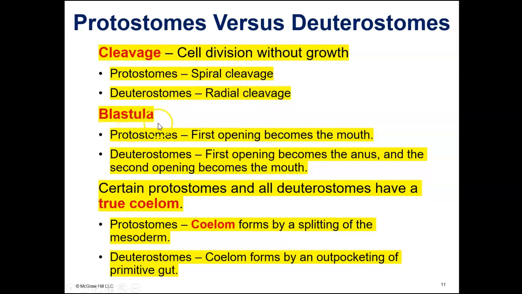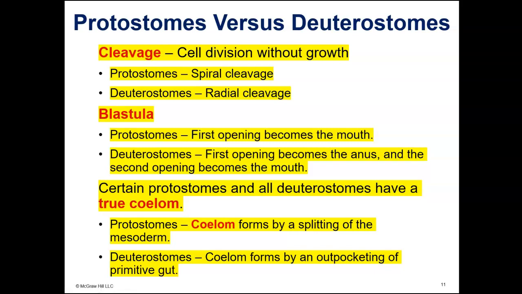As the zygote undergoes cleavage, it first forms a ball of cells called a blastula. In protostomes, the first opening of the blastula becomes the mouth, and in deuterostomes, the first opening is the anus and the second opening is the mouth. Now, some protostomes have a body cavity called a coelom, but all deuterostomes have a true coelom.